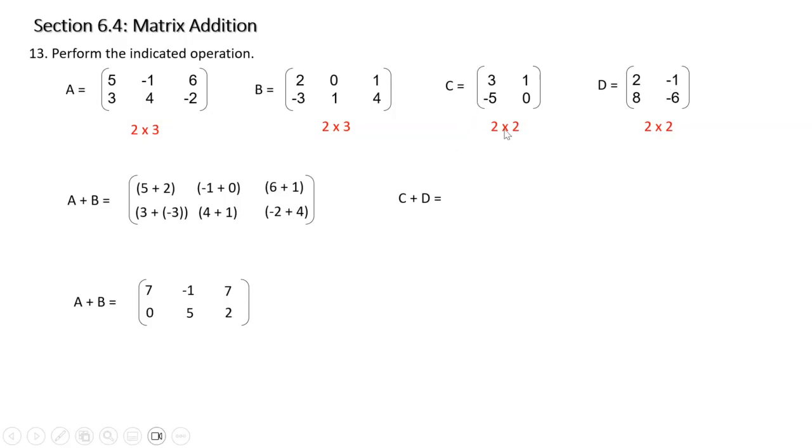So C and D are both 2 by 2 matrices, which means it can be done. So it'll be 3 plus 2, 1 plus -1, negative 5 plus 8, 0 plus negative 6. So it's going to give us 5, 0, 3, and negative 6. That's my solution of C plus D.